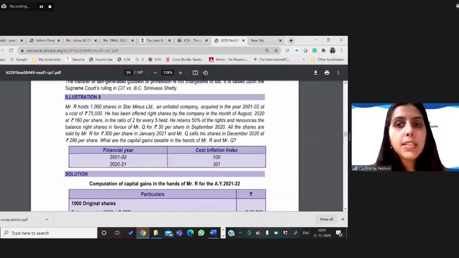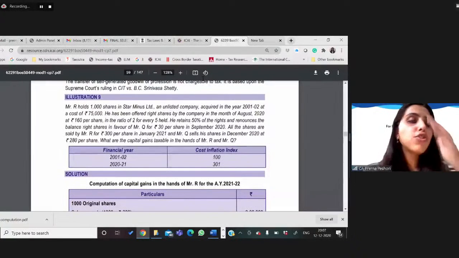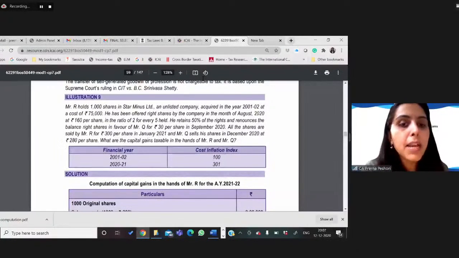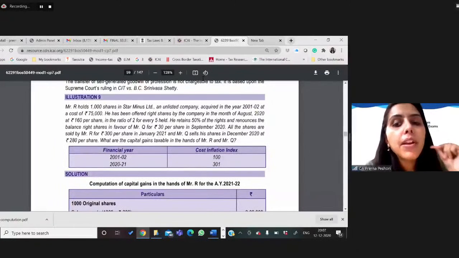What will be the answer in this case? For rights shares, what will be the period of holding? From the date of allotment of such shares, the period of holding shall be considered. So where the share is subscribed by the assessee on the basis of right to subscribe, the period shall be reckoned from the date of allotment of such share.